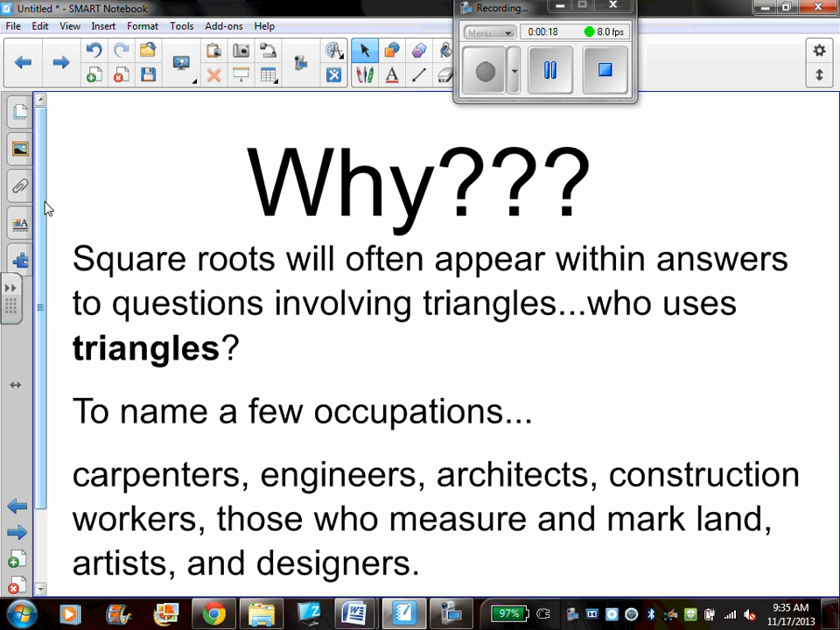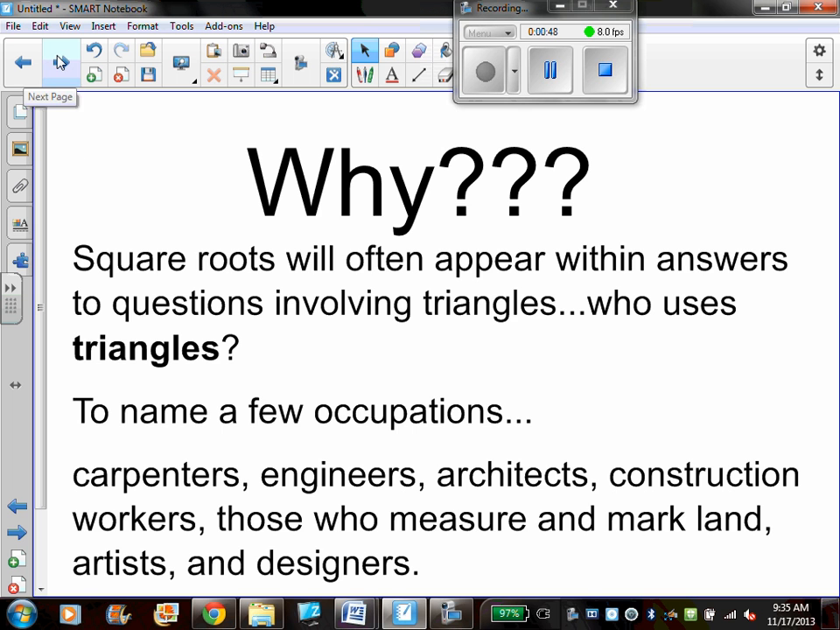So, one thing you might be wondering is why do we even care about square roots? Well, square roots will appear when we're looking for answers to problems that involve triangles. Who uses triangles? Well, a few jobs that use triangles are listed below. You've got carpenters, engineers, architects, construction workers, anybody who measures and marks land for development and things, artists, and in general designers. Those are some occupations that use triangles.